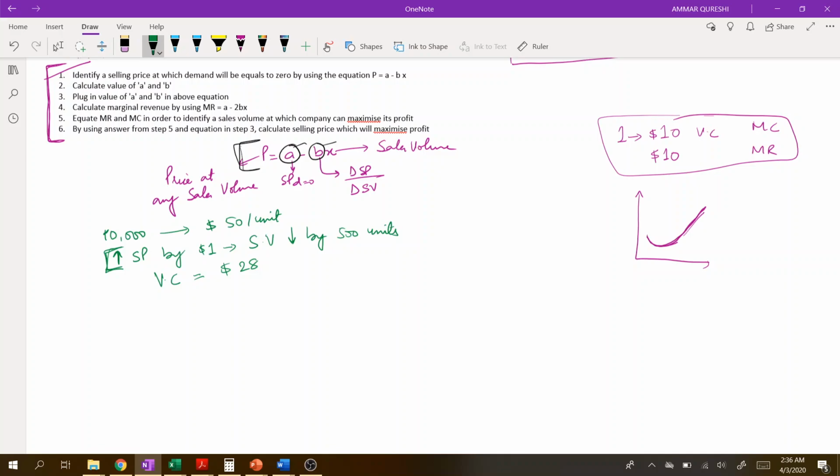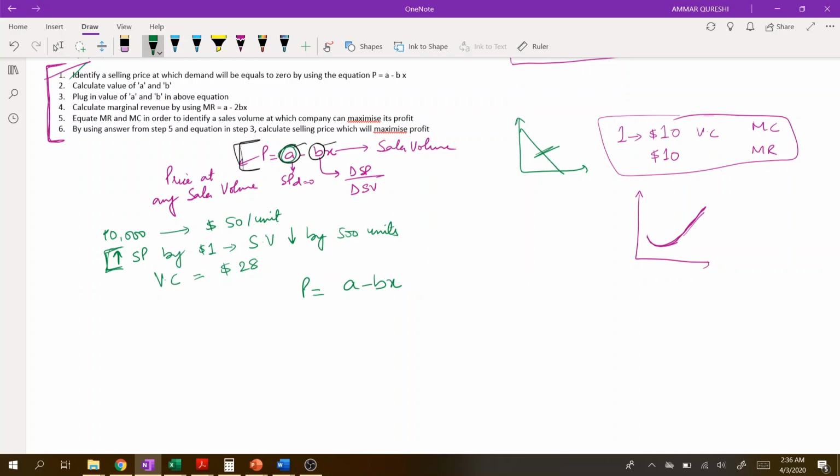First of all, you have to identify a selling price at which demand will be equal to 0, right? That means you have to calculate A first. And if you want to calculate A, you must know the other three variables from this equation, right? So P is equal to A minus BX. Now, what is this equation, A minus BX, representing? This is the normal demand function, because a normal demand function is usually downward sloping, right?